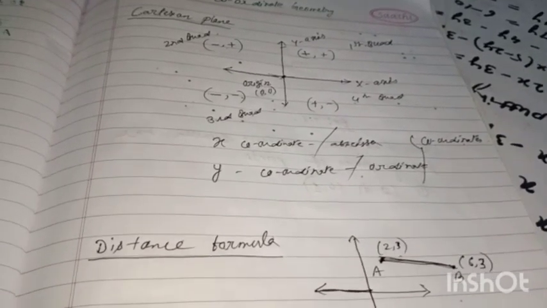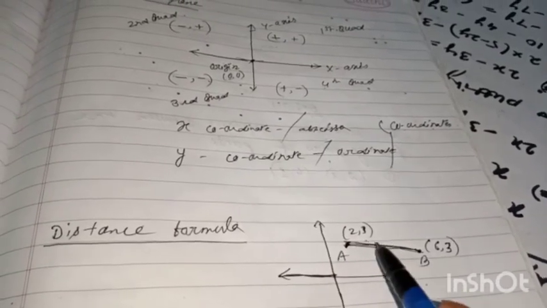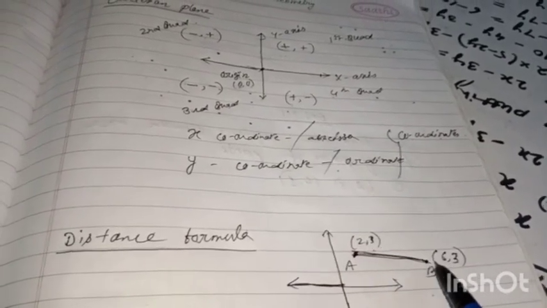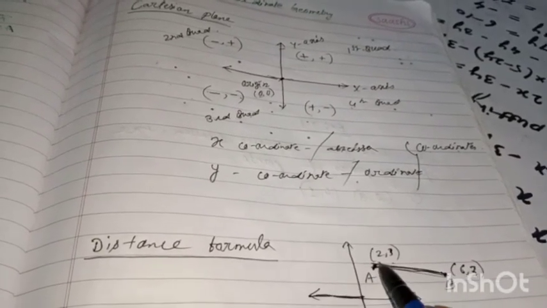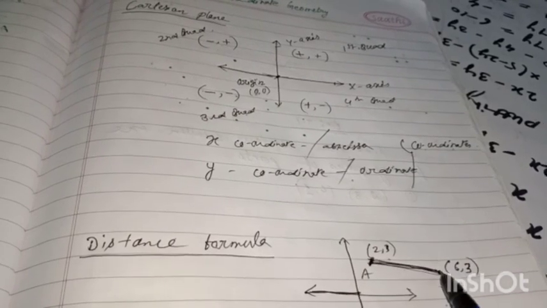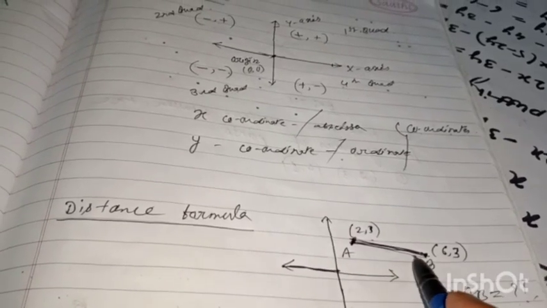So the distance formula. Suppose you have 2 points A and B. The coordinates of A are (2, 3) and the coordinates of B are (6, 3). Now the question is: how to find the distance AB? Means AB is equal to what? How much distance do you need to find? And this we can find by using the distance formula. Now what is the distance formula? How do we obtain this formula?